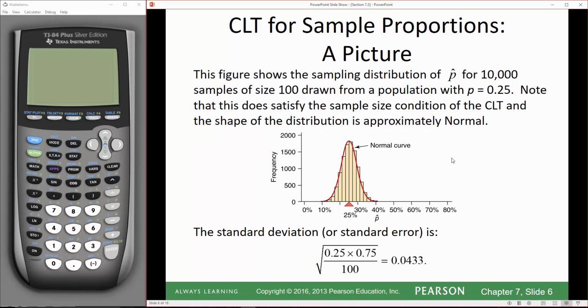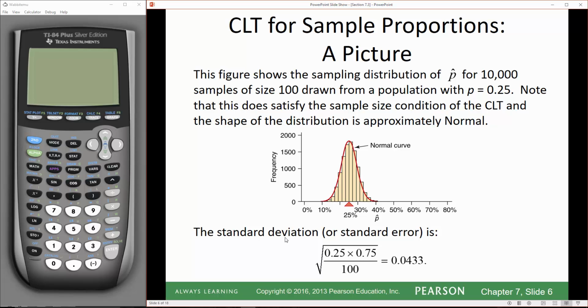So here's another example where we have a sample size of 100. We have the distribution of p hat for 10,000 samples of size 100 drawn from a population with p equals 0.25. We looked at an example of this last time, where 0.25 are cat people, so it's just drawing on that example. Note that this does satisfy the sample size condition of the central limit theorem now, and the shape of the distribution is approximately normal. This red curve would be the normal curve, and you can see the histogram follows that pretty well, with the mean being in the center.